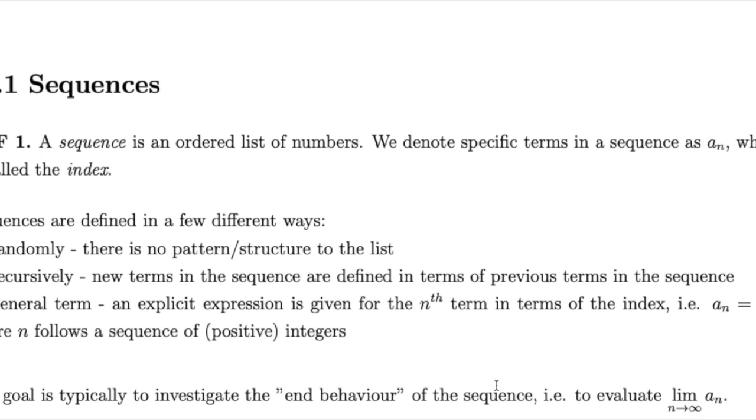This video provides a quick recap of section 10.1, in which we introduced this new thing that we're going to analyze in chapter 10 called the sequence. Quick definition: a sequence is an ordered list of numbers, and we denote the specific terms of the sequence as a sub n. And n here is referred to as the index.